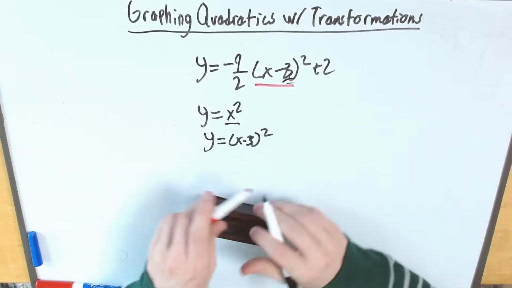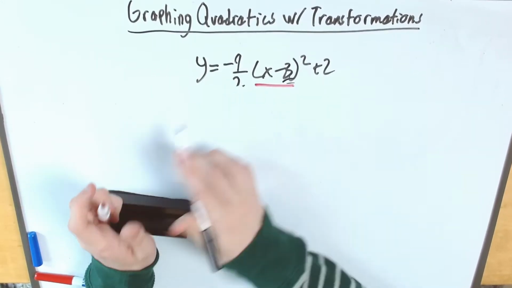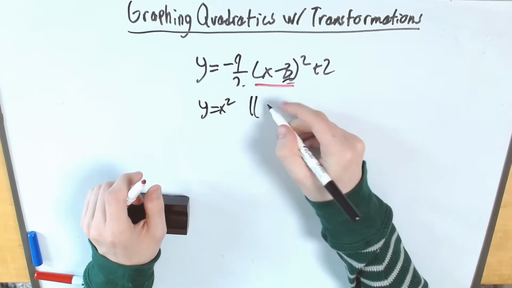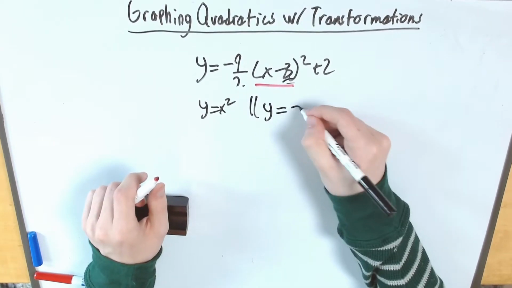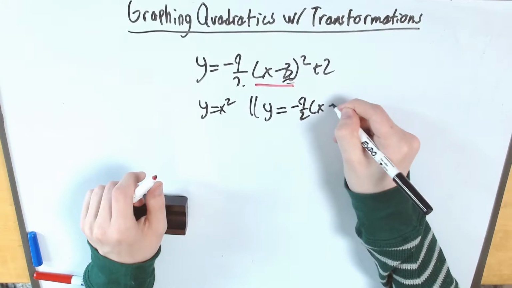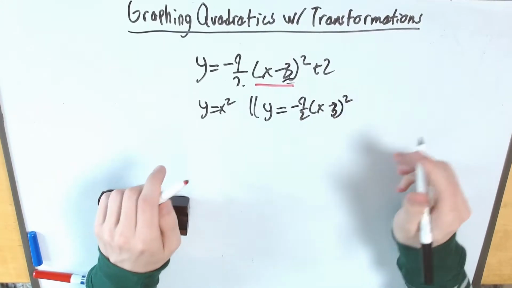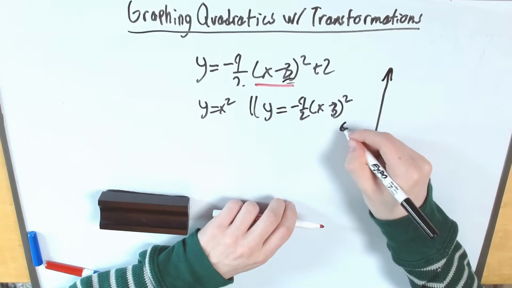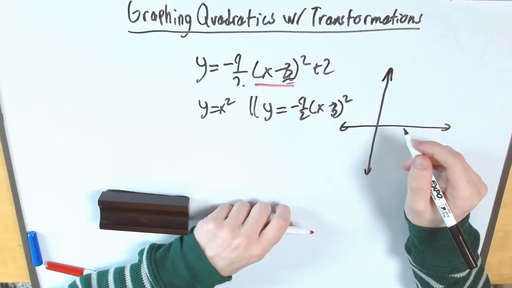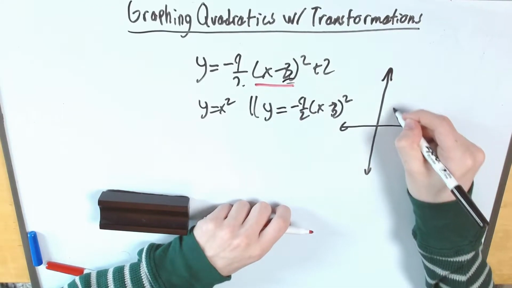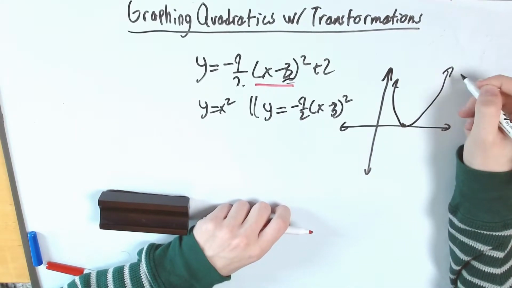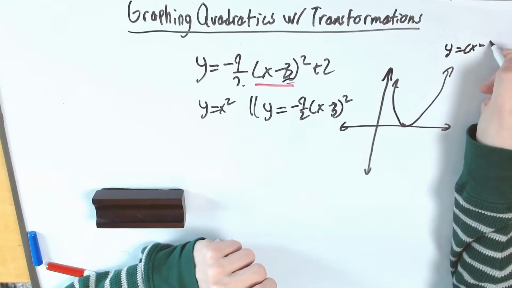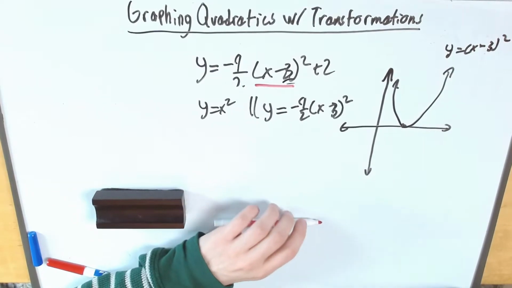So I'm going to keep my original y equals x squared, but now I'm going to add in that negative 1/2 times x minus 3 squared. We already know our graph is shifted over 3 units to the right. But what is that negative 1/2 going to do to it? Let's find out. This is our starting point at y equals x minus 3 squared. But what's going to happen now?